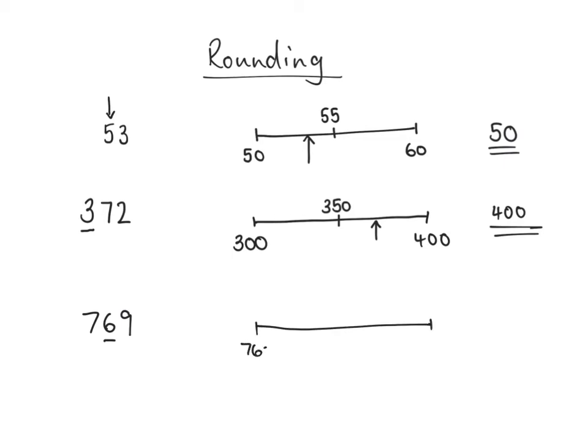It's in between 760 and 770, and we know the middle is 765. It's 769, so that's about here. So the closest 10 is 770.